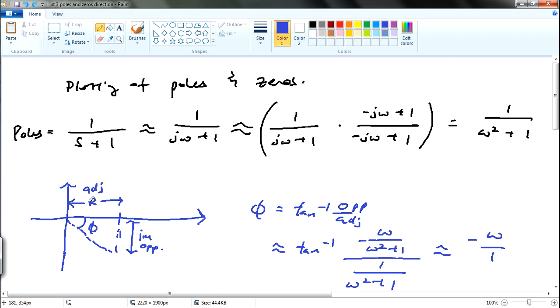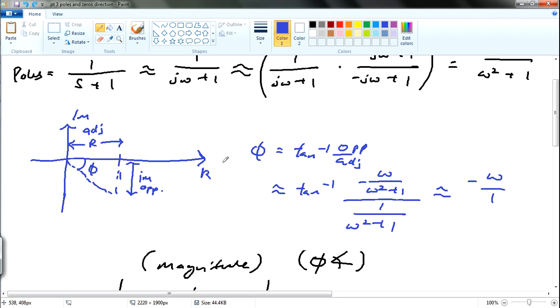In this case, this is the real axis and this is the imaginary axis. If it's going in this direction, it is negative. If it's going in this direction, it's positive. So with this concept, let's start off with the poles.